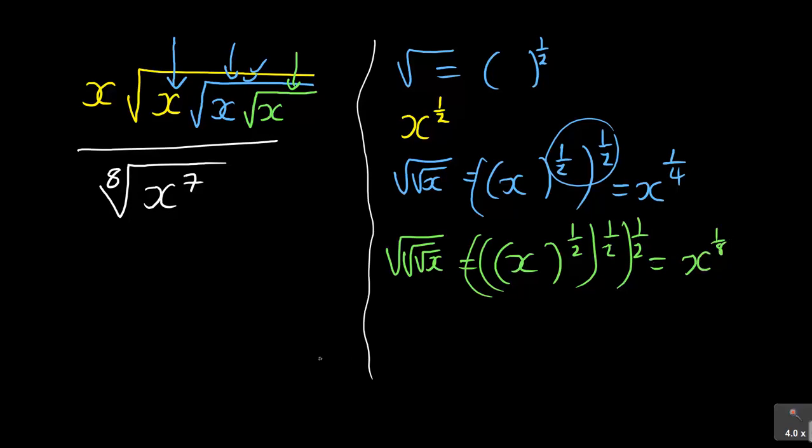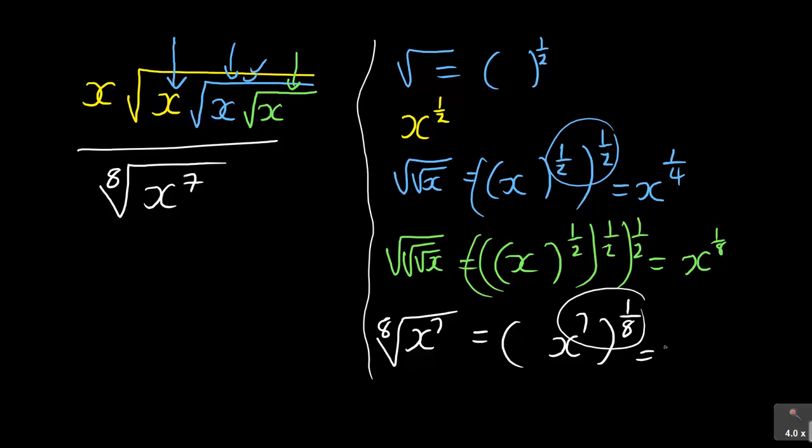Then lastly, if you are given the 8th root of x to the power of 7, that 8 is similar to this. It's 1 over 8, and then you've got x to the power 7 inside. But remember, 7 and 8 are multiplying, which is the same as x to the power 7 times 1 over 8, which is equal to x to the power of 7 over 8.